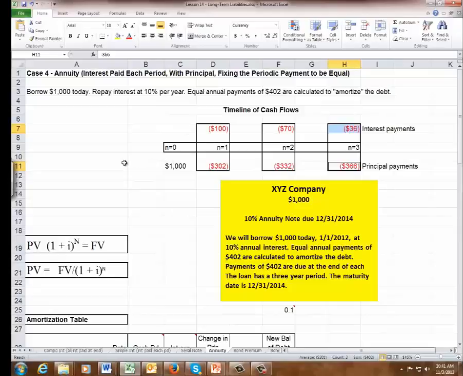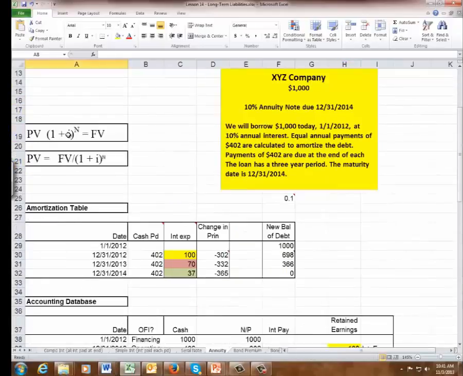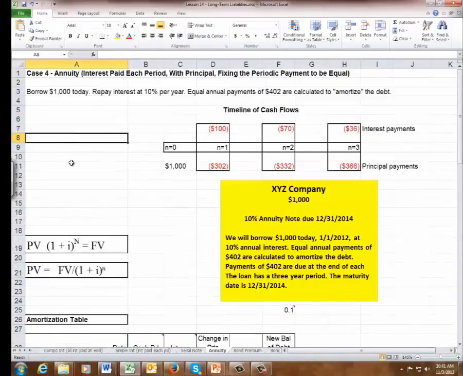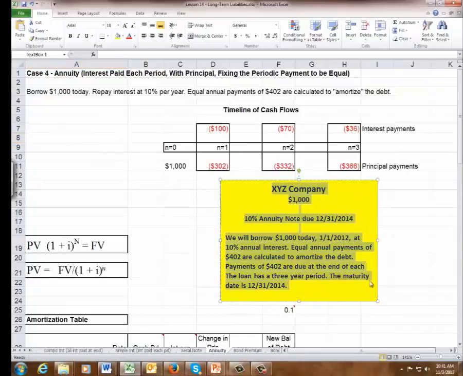Now, how we calculate the $402, I'll show you at the end of this video how to do that with Excel, but it's a really easy technique to do without having to take a finance class to derive this payment using a longhand algebraic formula. So, the note here for XYZ Company, XYZ borrows $1,000. The $1,000 is known as the face amount or the maturity value. The interest on the note is going to be payable at 10% per year.